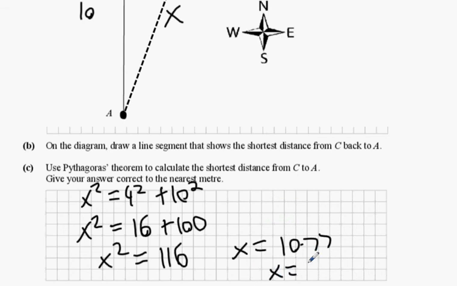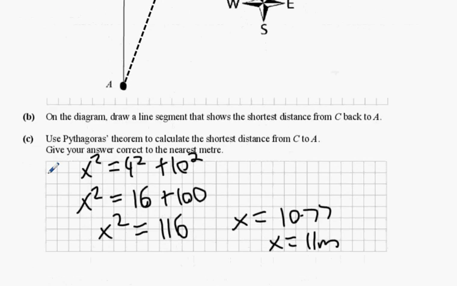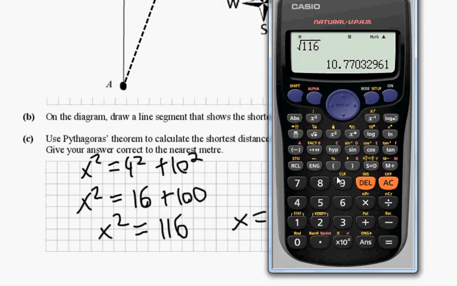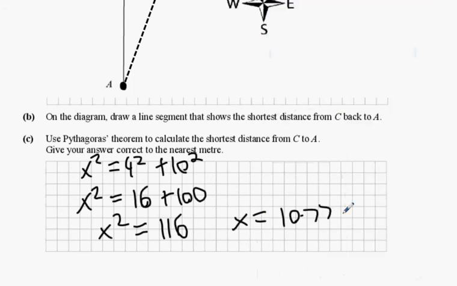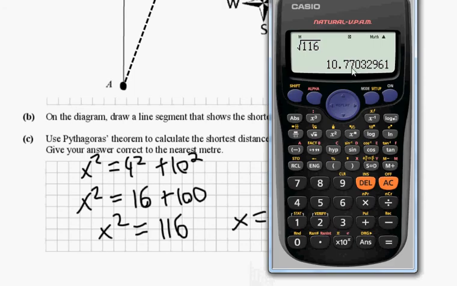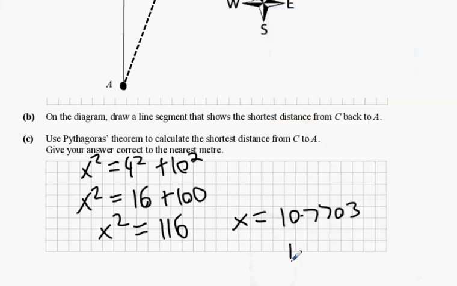The nearest meter? 11 meters. Oh, sorry, 11. Wait a second. That's a trick question, because it's in kilometers. So they're being sly. Okay? Now, what we get here is 10.7703. I'm going to keep all the decimals for a minute. See this here? That's 10 kilometers. So I'm going to multiply it by 1,000 to turn it into meters. 10,770 meters. That was a trick question, guys. Or 10.7703 kilometers.